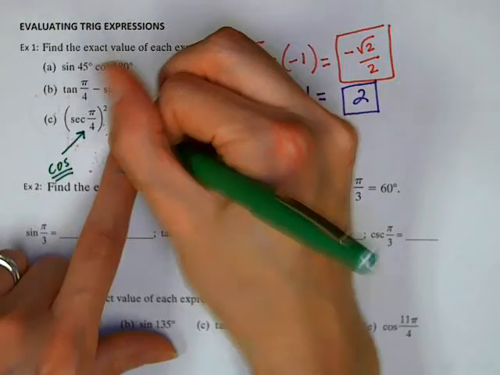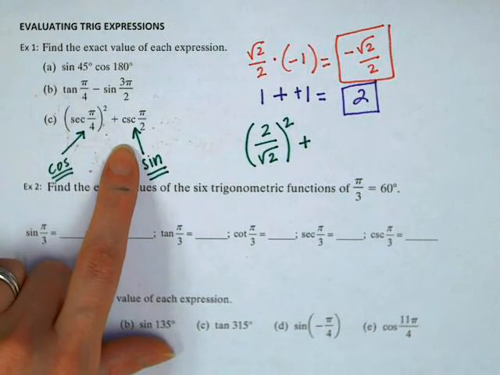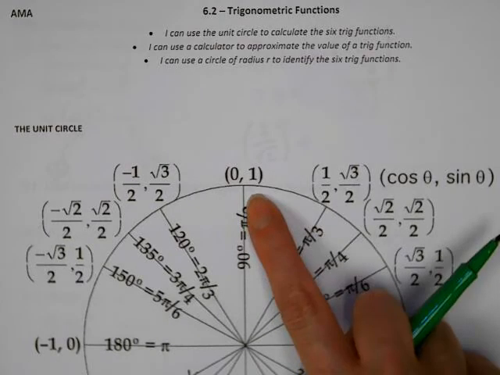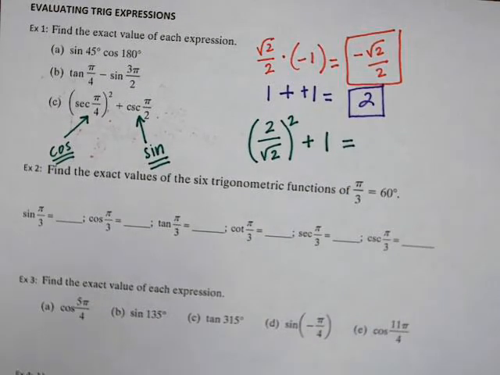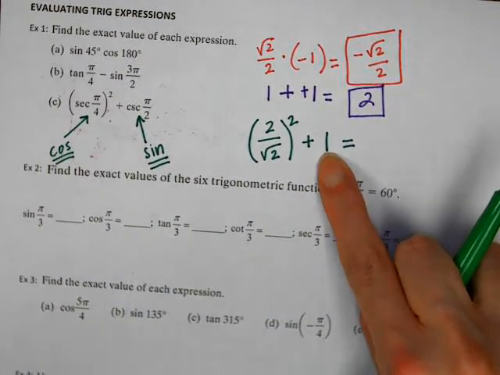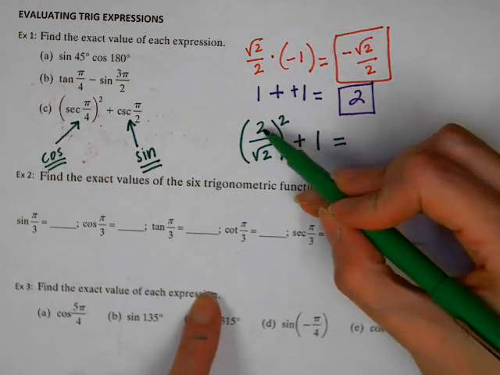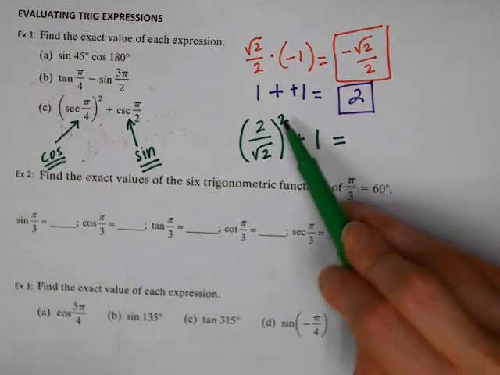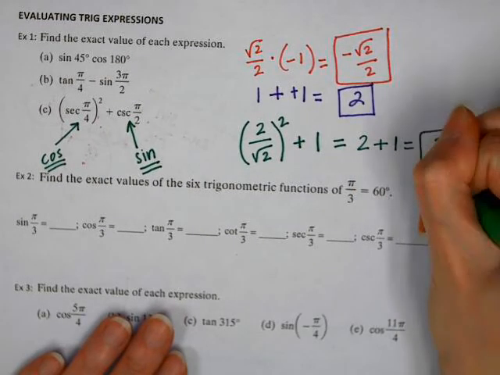Now cosecant is the reciprocal of sine. So let's go up to pi over 2 and find sine. And that's again the y value, that's 1. Oh, we have to flip it, sorry. The reciprocal of 1 though is still 1, so we're okay. If you guys solve this, 2 over root 2 squared, you can use a calculator, do it in your head. What's that? 4 over 2 is just 2. So then 2 plus 1 is 3. This one ends up being 3.